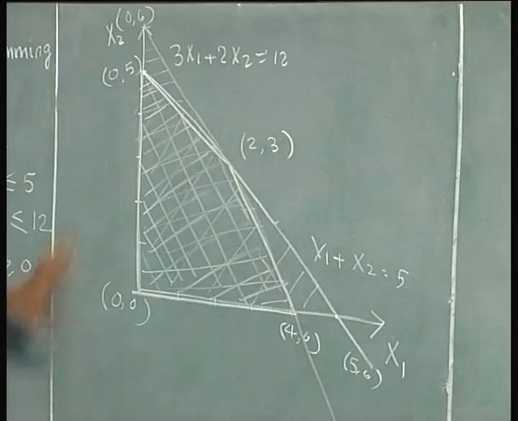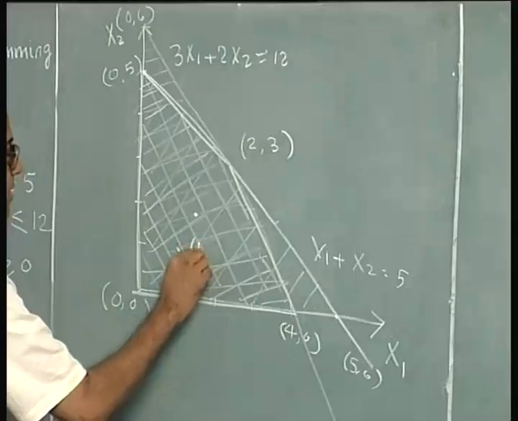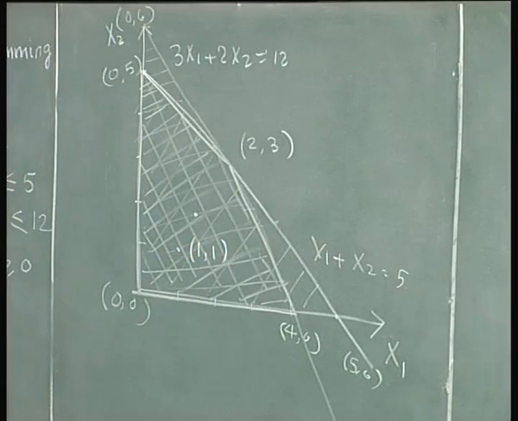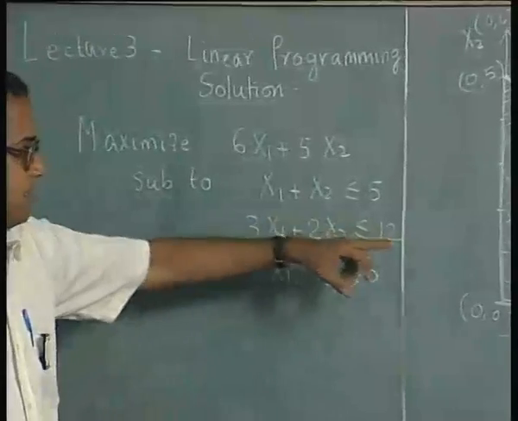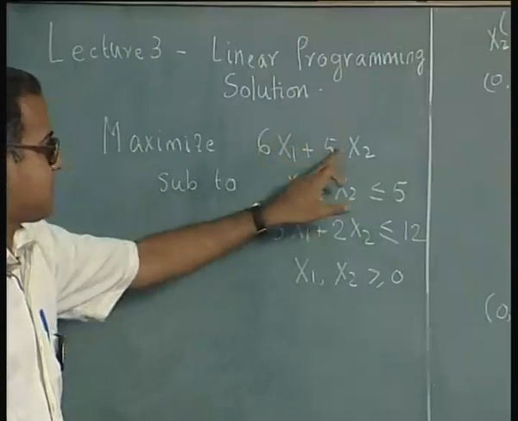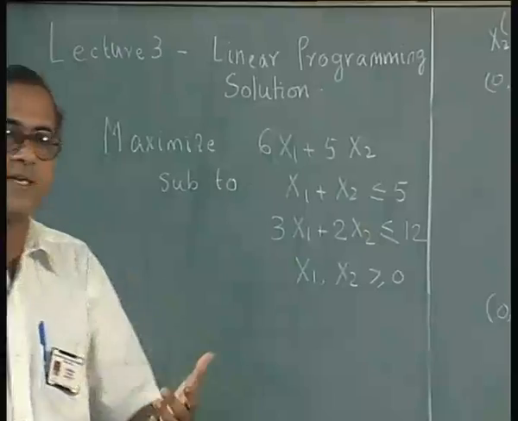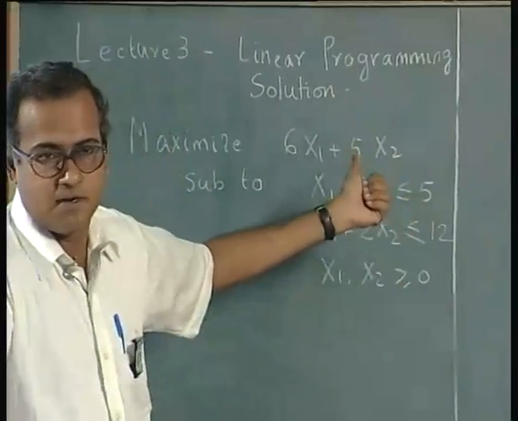Now, let us look at this region. Now, every point inside this region satisfies both these constraints. Now, for example, if we take a point say 1, 1 which is inside this region, 1, 1 satisfies both these. Now, 1, 1 has an objective function value of 6 plus 5, 11. Now, we are interested in trying to maximize the value of the objective function.